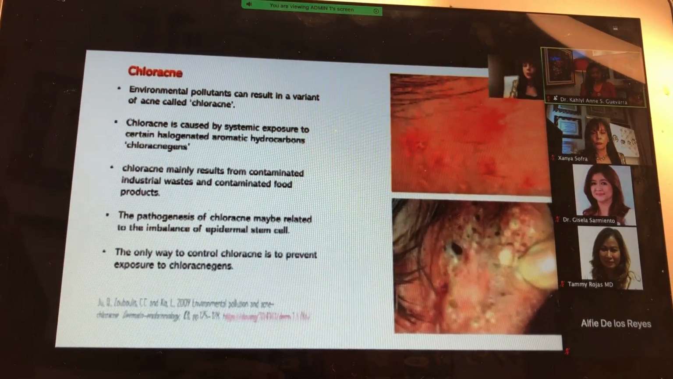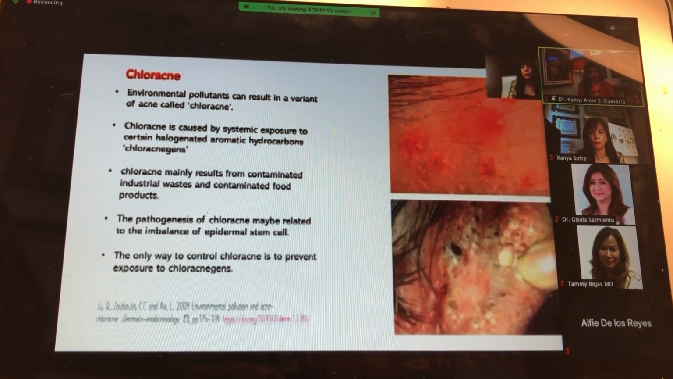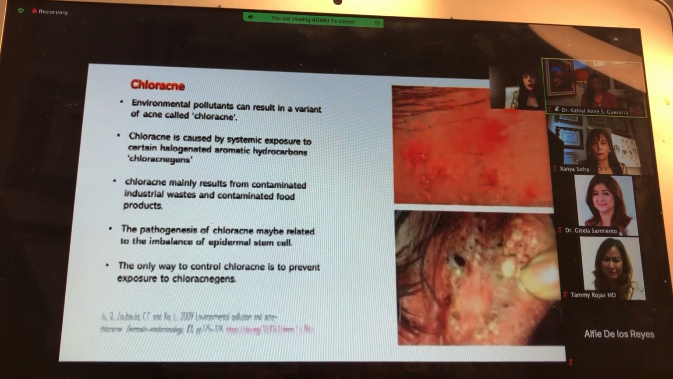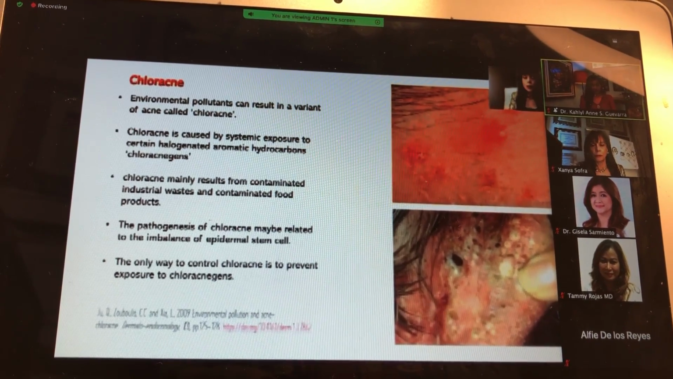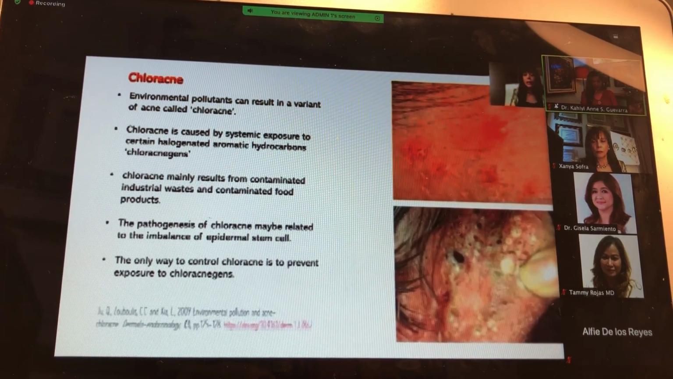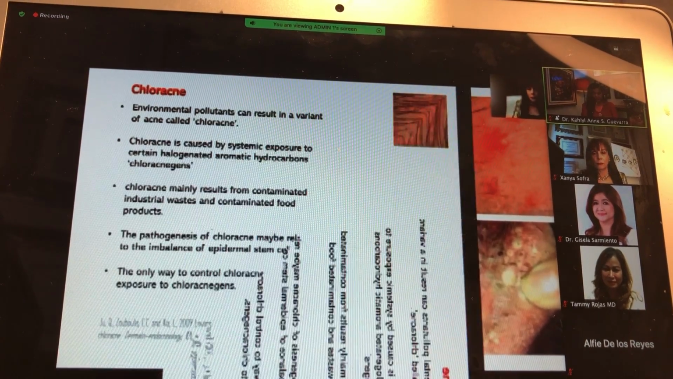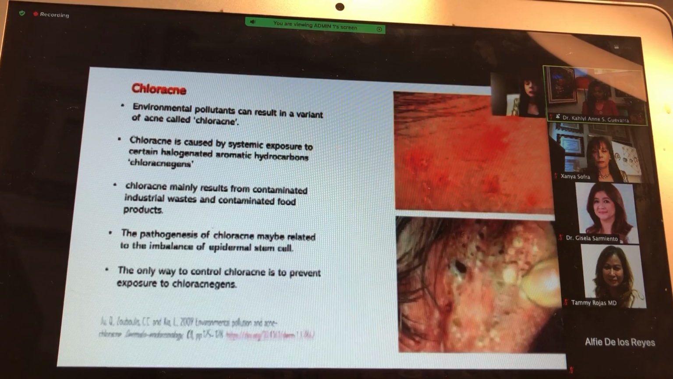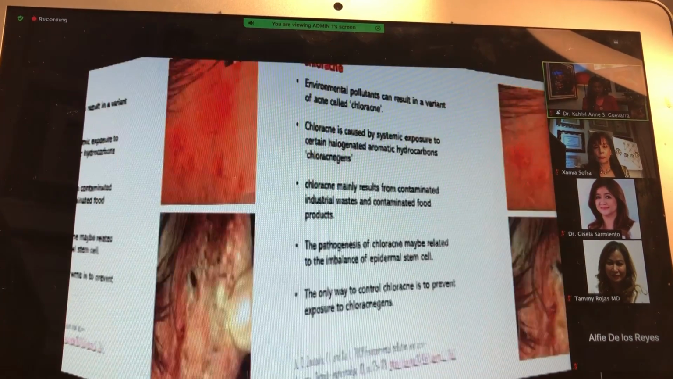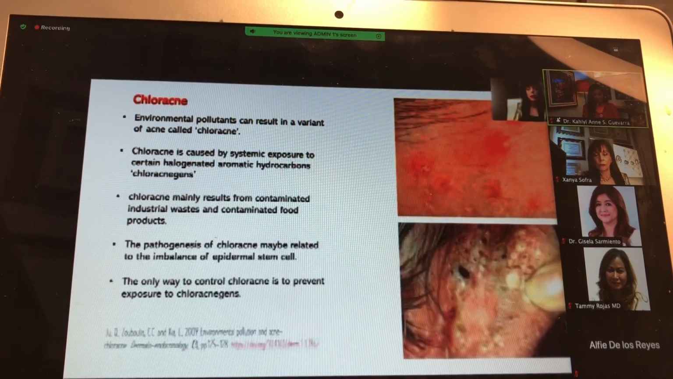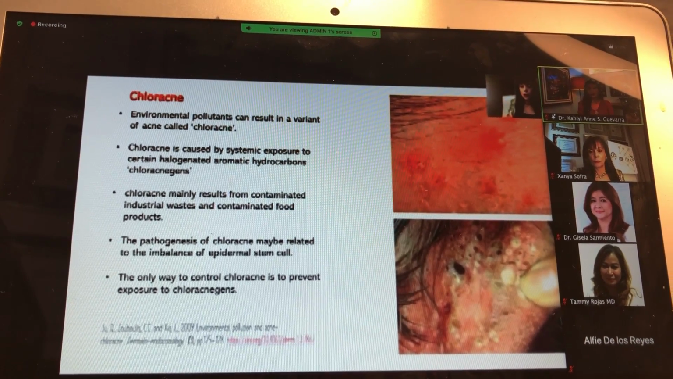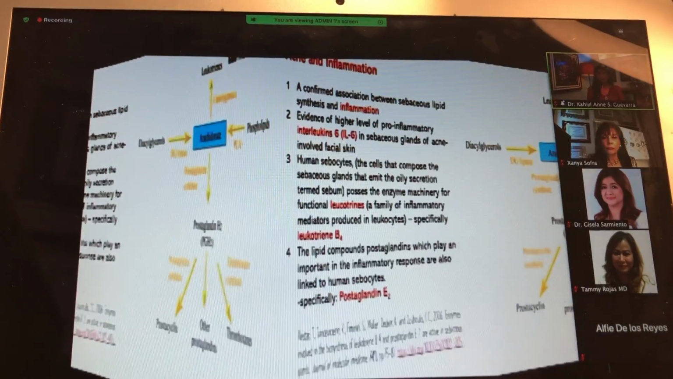Environmental pollutants can result in a variant of acne called chloracne. Chloracne is caused by systemic exposure to certain pollutants in the environment, contaminated industrial waste, and contaminated food products. The pathogenesis of chloracne may be related to an imbalance of dermal stem cells. The only way to control chloracne is to prevent exposure to the pollutants that induce it.